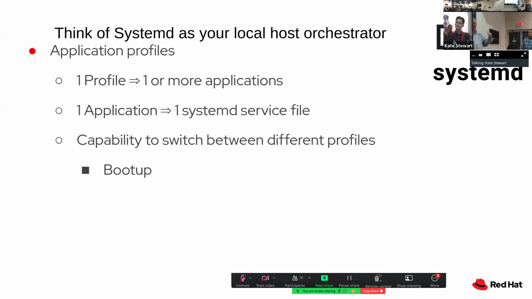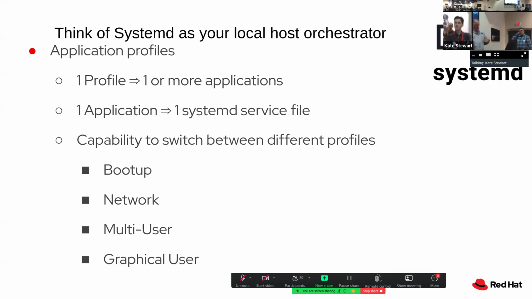It's very vague, but think about when you boot up an operating system. Once you boot up, you're in the first state, and that's going to start certain services on the system. Then when you get to the next state, or the next run level, you get to a network state, and that might turn off some of the boot services and turn on other applications. Then when you get to multi-user, again, different services are started and stopped during that boot phase. And finally, you get to graphical user, and again, services are starting and stopping.